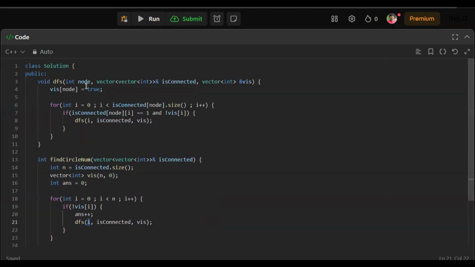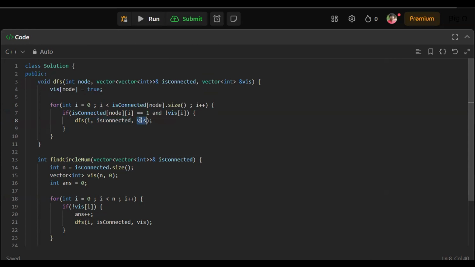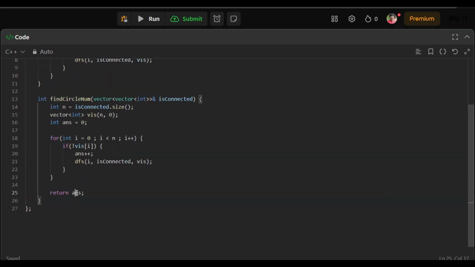Now inside the DFS function, make the current node visited and traverse the adjacency list or adjacency matrix of the current node. And if there is an edge and the corresponding node is not visited, so here we have to again call the DFS function on the respective node with the same isConnected and visited array. Now finally, we have to return the answer, which is the number of provinces in the graph. I hope you understood the code.